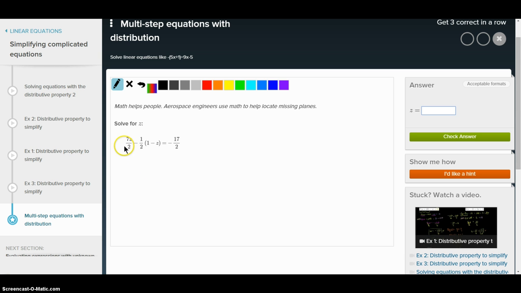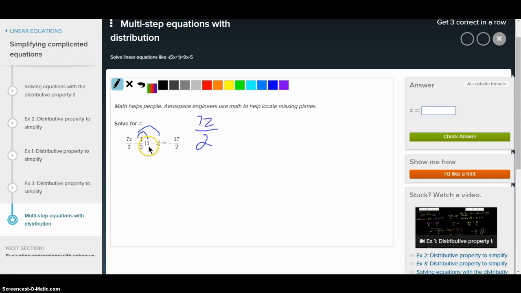Okay, so let's see, 7z over 2 minus 1/2, and this negative 1/2 is multiplied by 1 minus z, and the whole answer is negative 17 over 2. So let's start by rewriting this. We have 7z over 2, and then we're going to distribute this negative 1/2 into 1 and negative z.